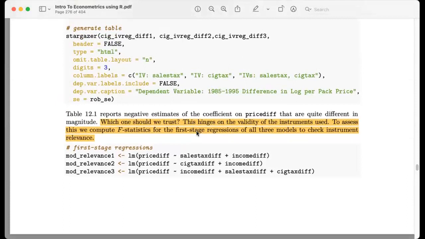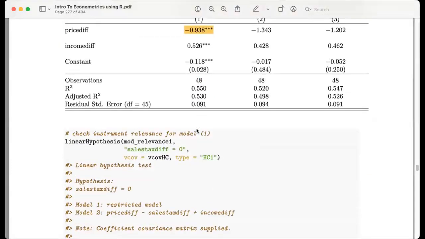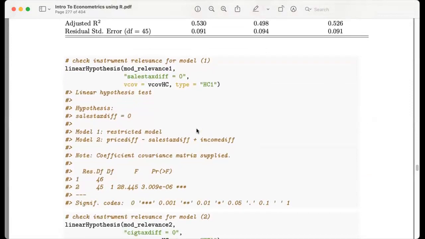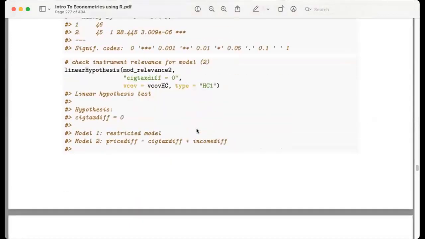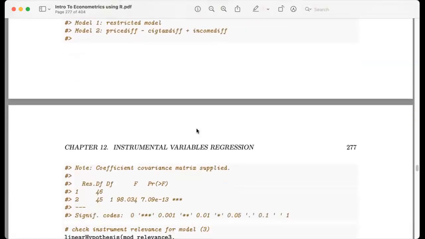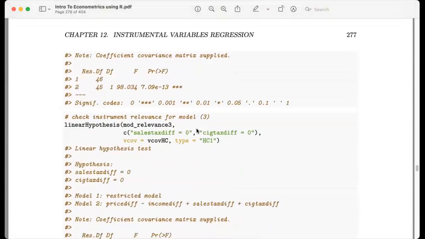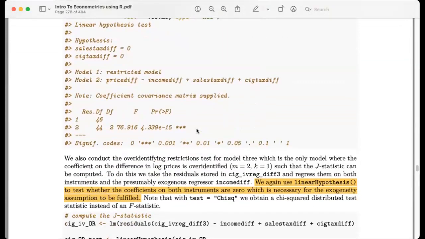We could also assess the validity of our instruments by using the F test. Yeah, I think we could also conduct the over-identification test, since we have m greater than k: we have two instruments and one endogenous regressor. So we could conduct the over-identification test to look at the validity of our instruments.